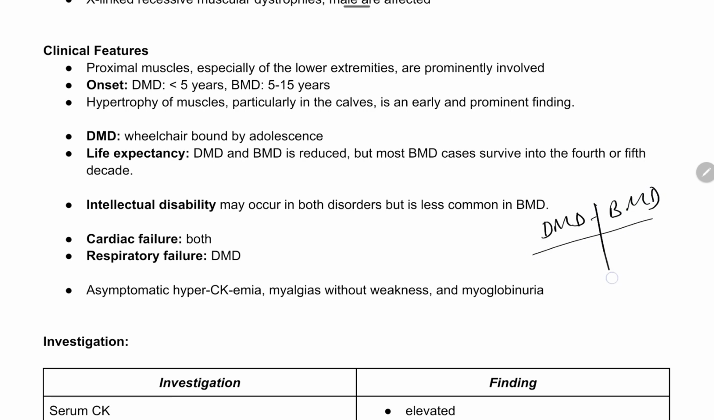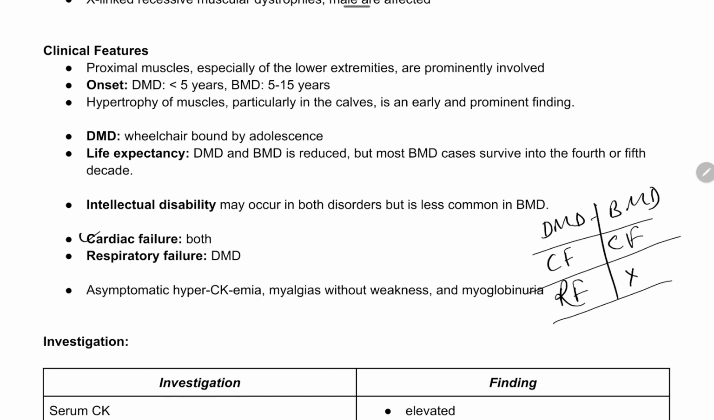Okay, so both DMD and BMD patients develop cardiac problems: cardiac arrhythmia, cardiomyopathy, or cardiac failure. Both patients develop cardiac abnormality, but only the DMD patient develops respiratory complication leading to respiratory failure, the mode of death. But BMD patients usually develop no respiratory complication or respiratory failure.